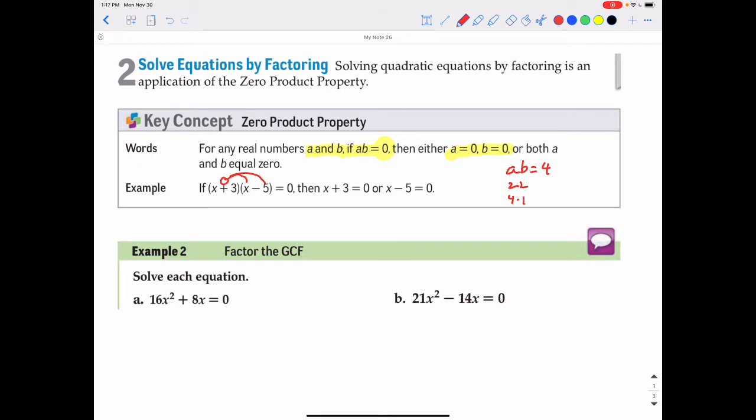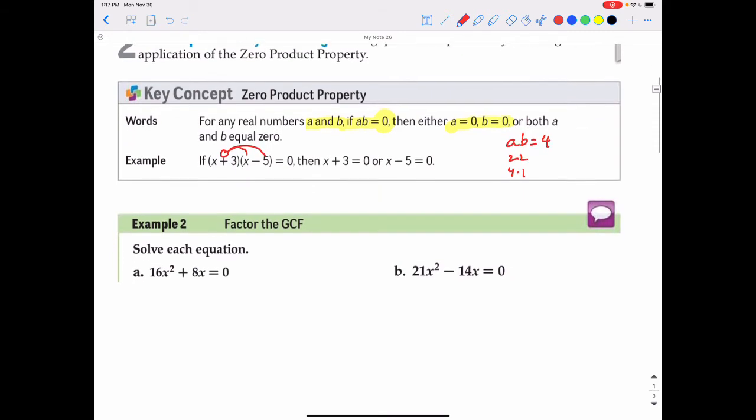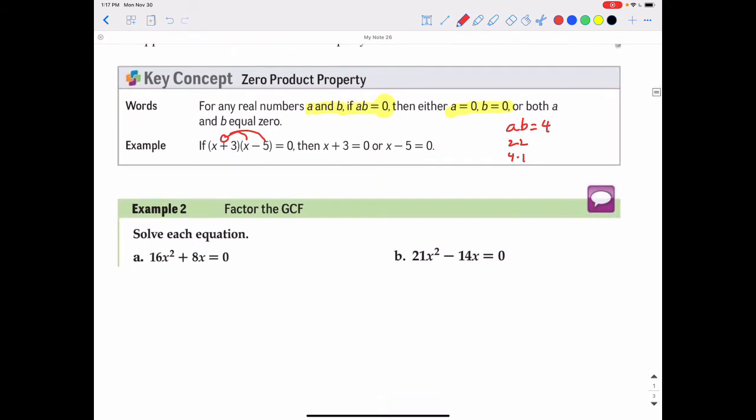So the way that we do solving quadratic equations by factoring is that we first and foremost must have the equation set equal to 0. And if it's not set equal to 0, you move everything to one side of the equation so that it is set equal to 0. Then you factor it. And then you set each part equal to 0. And sometimes even if you factor out by distributive property, you also set that equal to 0.